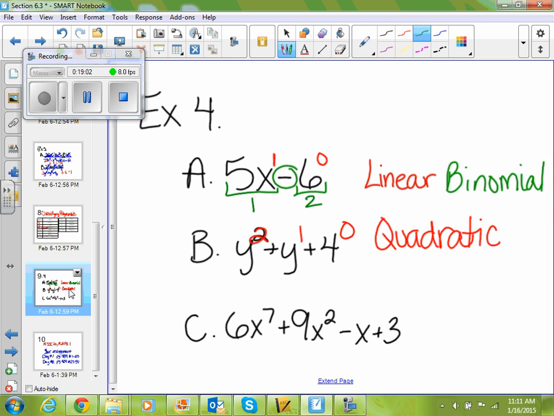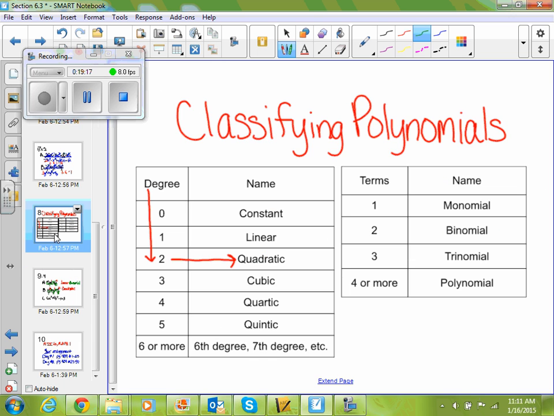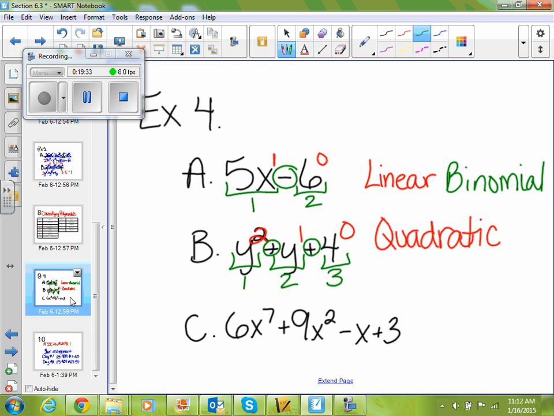Then if I look for the number of terms, I have 2 plus signs. So I have 1, 2, 3 terms. If I go to my table and go down to 3 terms, I can see that I classify a polynomial with 3 terms as a trinomial. Tri means 3, so trinomial.